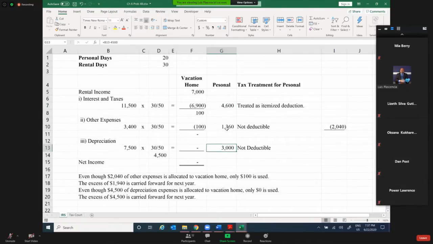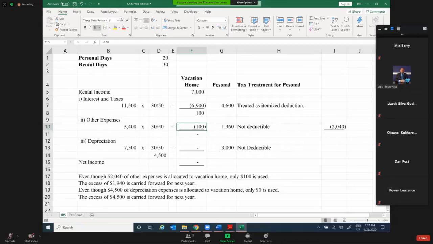So looking on this side, remember, these two numbers don't change. For other taxes, other expenses and depreciation, these two numbers don't change. It's just what gets allocated to the personal that changes. The carryover numbers change. Because we're using 6,900 here, it only allows me $100 for the next category. So here's a full explanation. Even though 2,040 of other expenses is allocated to the vacation home, only $100 is being used. The excess 1,940 is getting carried forward. Same thing for depreciation. The full amount, 4,400, is going to get carried over to the next year.